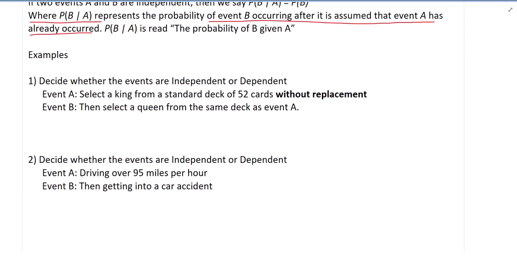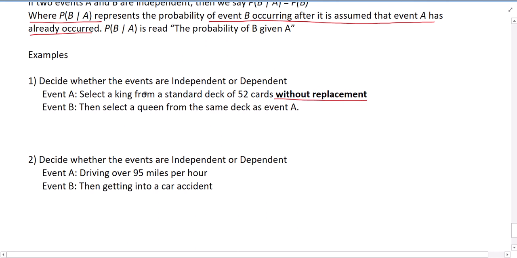In our first example, event A is selecting a king from a standard deck of 52 cards without replacement. And then event B is selecting a queen from the same deck of cards. So what does without replacement mean? That means you select a king from the standard deck of 52 cards and you don't put it back. So are these independent or dependent? We will say that these are dependent. The probability of getting a king: there are 4 kings out of 52 cards.